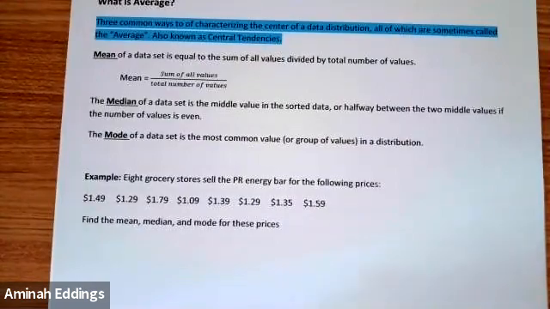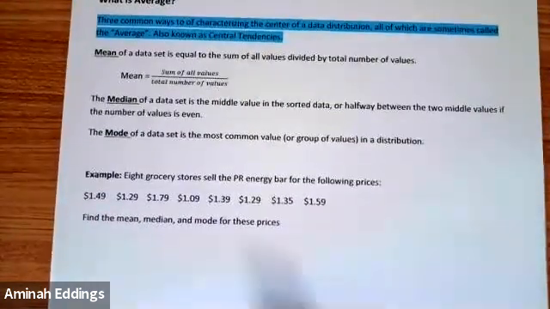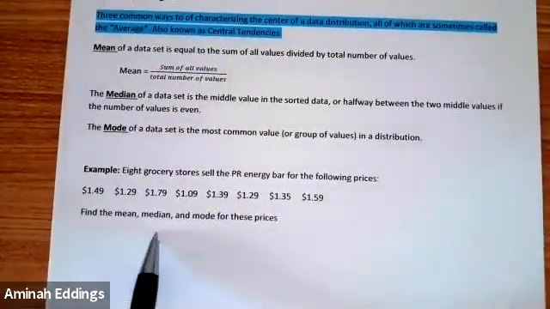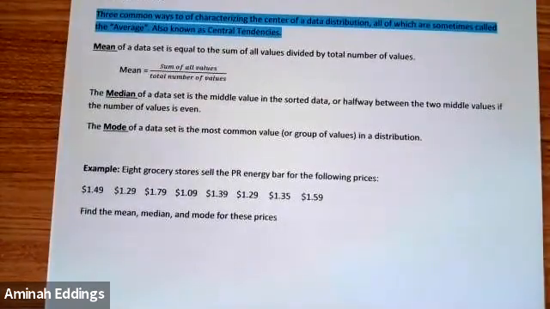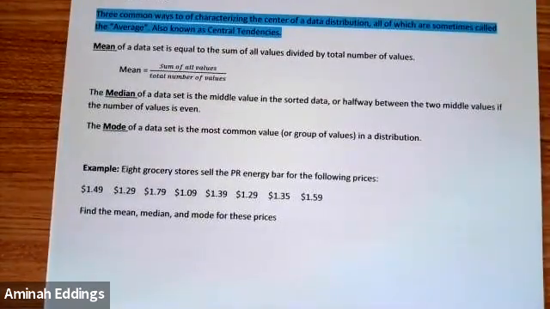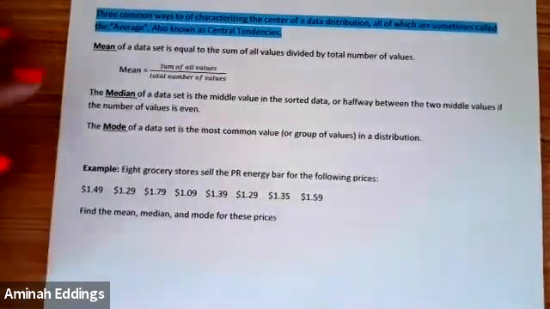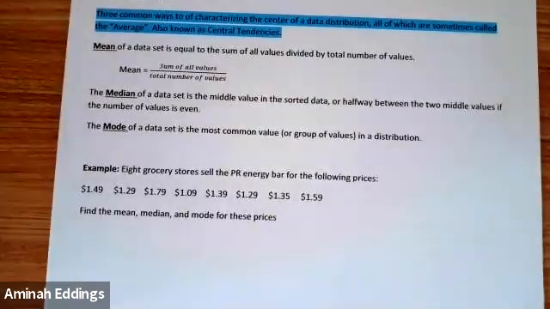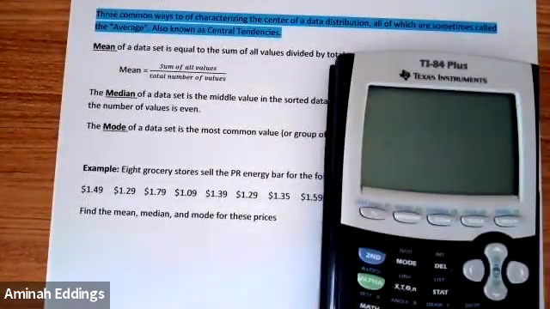All right, let's look at an example. 8 grocery stores sell an energy bar for the following prices. And you're given your prices here. We're being asked to find the mean, the median, and the mode for these prices. So the first thing, the mean. Remember, your mean means that we add all of our numbers up and divide by the total.